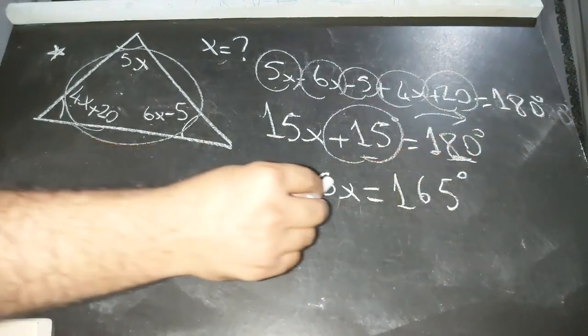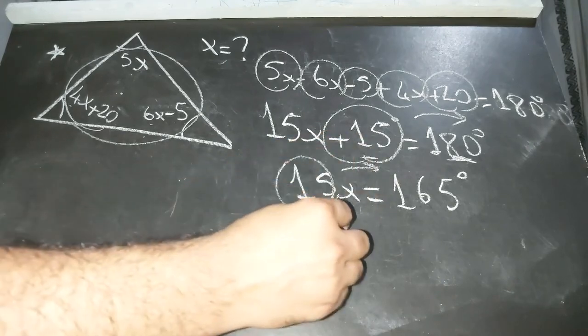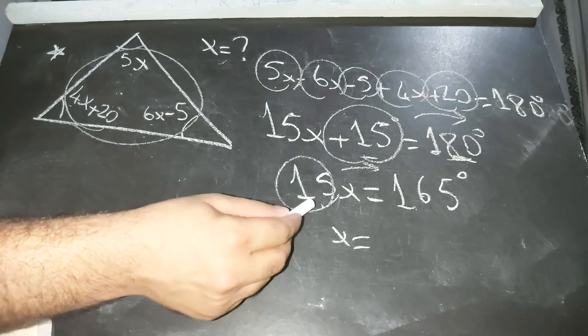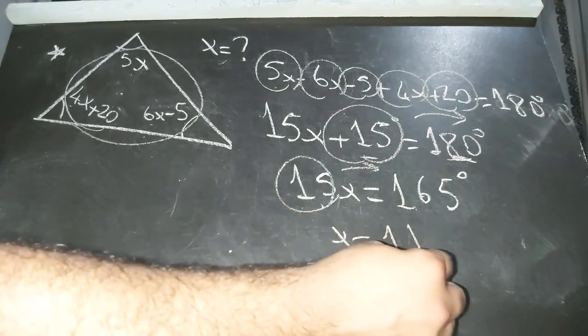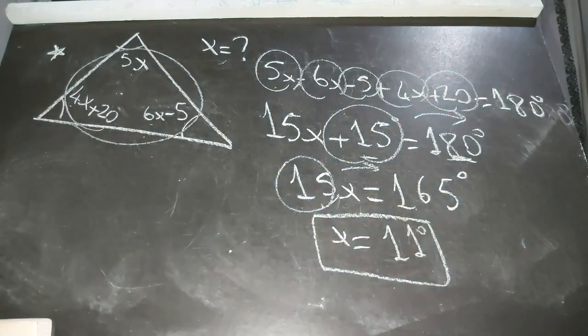Then 15x means 15 times x. This will go to the other side as division. X will be 165 divided by 15, which is 11. All right. Okay, let's pass to our next question.